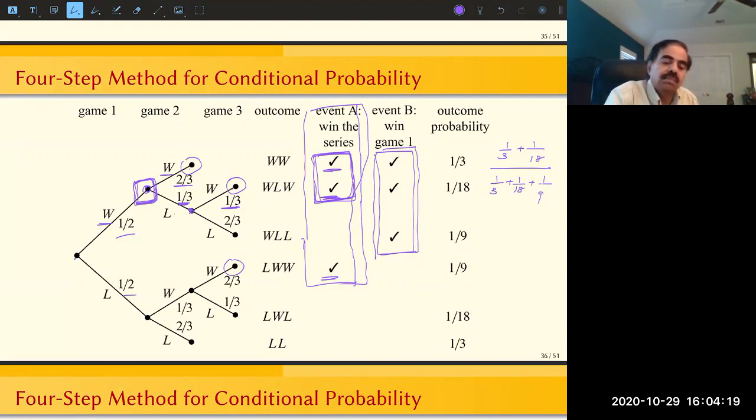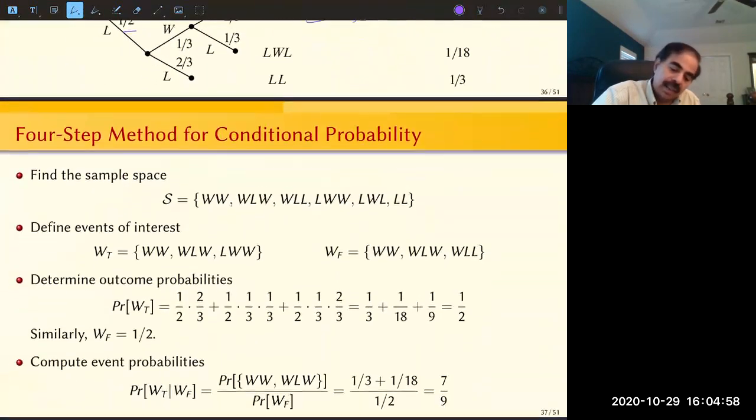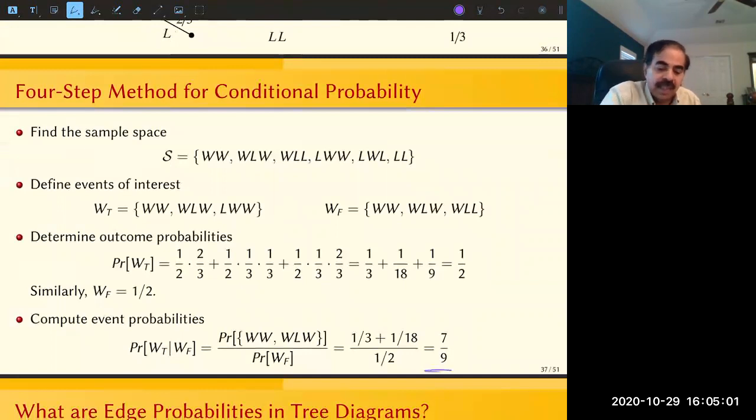So if you do the arithmetic, the numerator is going to be 7 by 18. If you change the denominator of 1 by 3 to 18, then the numerator will become 6. So 6 plus 1 is 7. And in the denominator, once again, 6 plus 1 plus 2, so this will be 9 by 18. So the answer is 7 divided by 9, right? Did I get it right? Yeah, 7 divided by 9 is the probability.